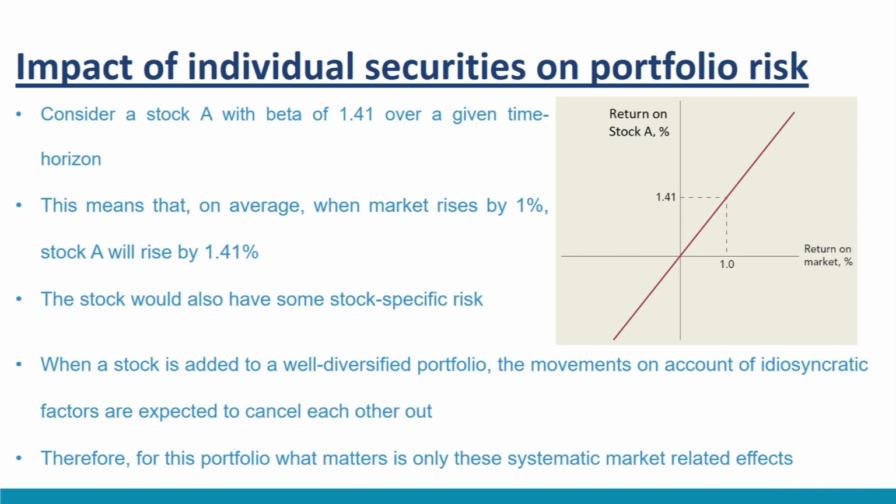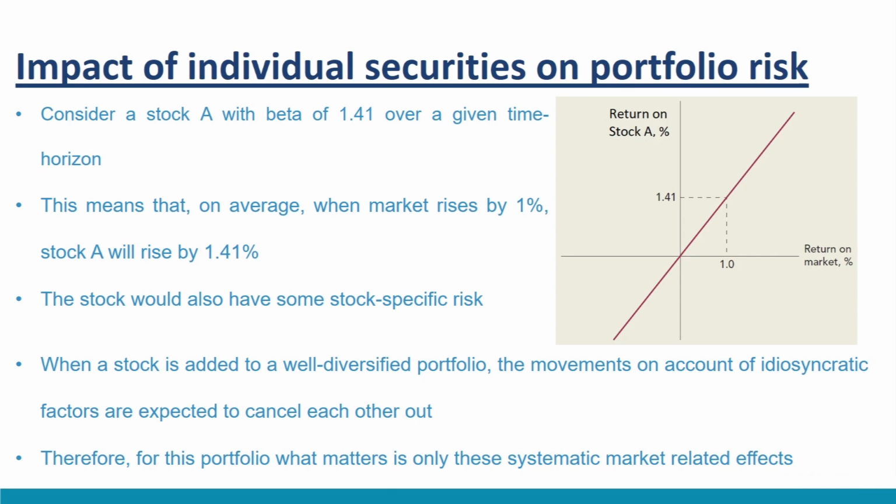Consider a stock with beta of 1.41 over the given time horizon. This means that on average in that period when market rises by 1%, stock A will rise by 1.41%. If market falls by 2%, then stock A is expected to fall by 2.82% on average. If this stock does not have any stock-specific idiosyncratic risk, then its return profile can be easily plotted as shown here.